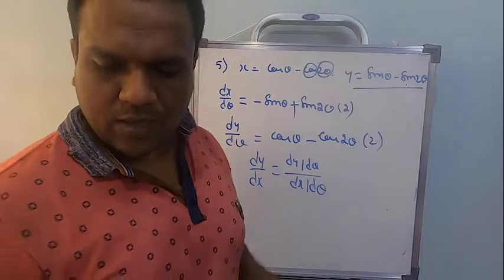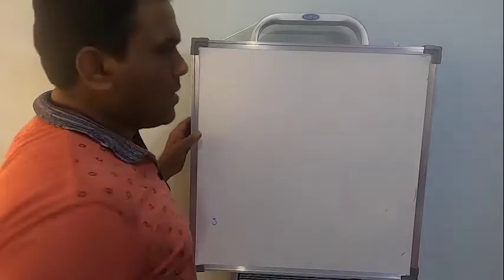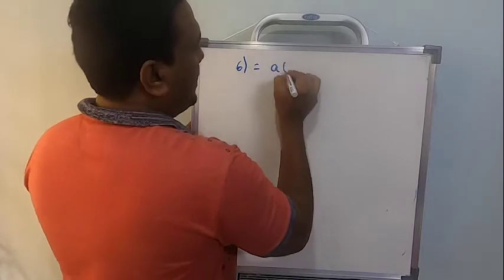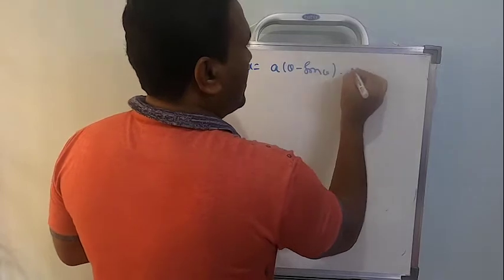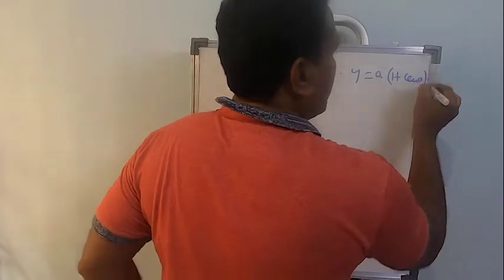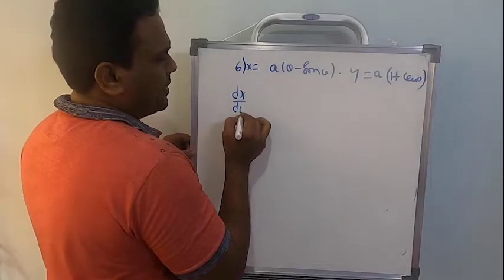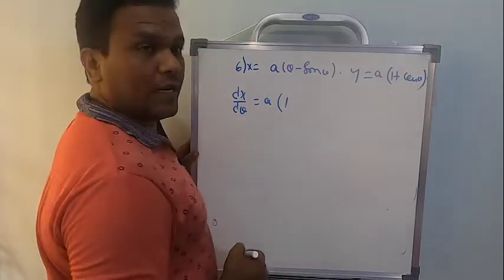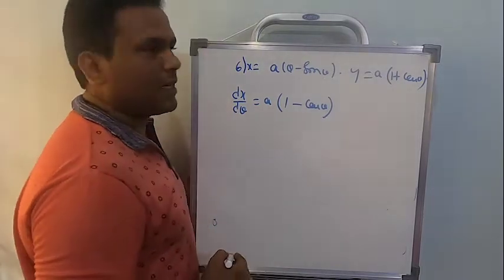So now let's move on to the next one. That is problem number 6. Problem number 6 is given by x equal to a into theta minus sin theta and y is equal to a into 1 plus cos theta. So the parameter is theta this time. So differentiation dx by d theta equal to a is a constant. Differentiation of theta with respect to theta is 1, minus differentiation of sin theta. Differentiation of sin theta will be cos theta.